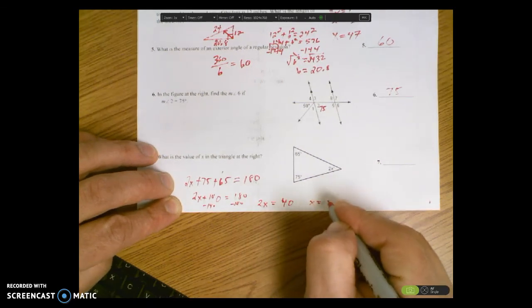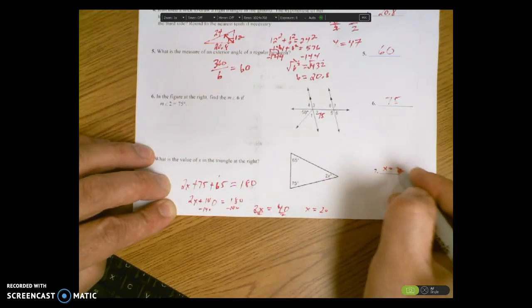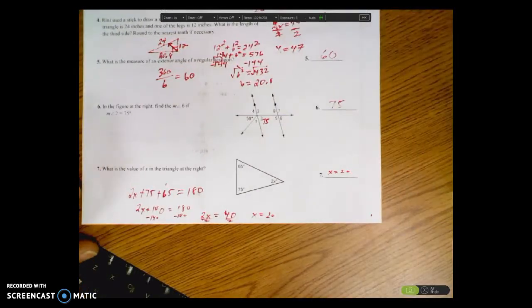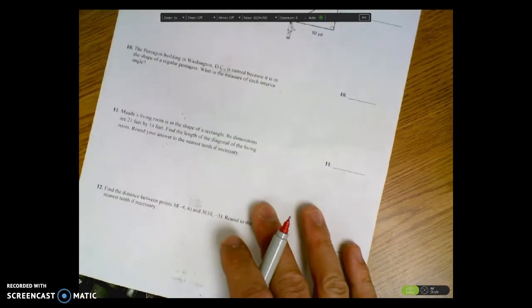Therefore, x equals 20. So I'm going to divide both sides by 2. X equals 20. All right, let's take a look at the last page here. I don't know if I can finish in the 5 minutes I have left, but we'll give it a shot. This might have to be 2 videos.